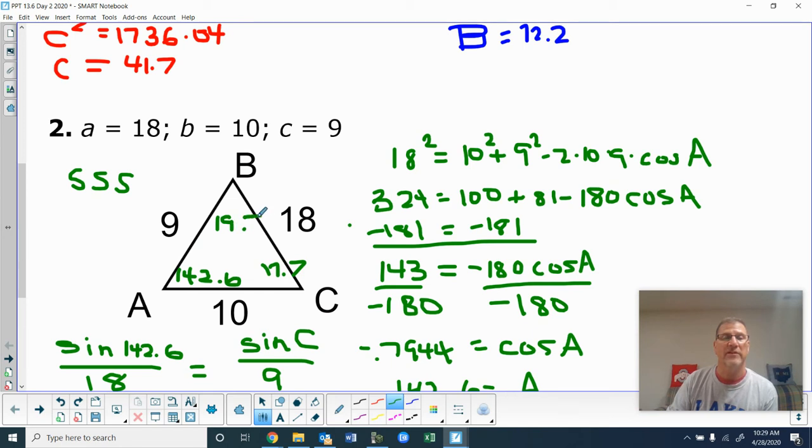So we solved that triangle. That was a side, side, side one. Remember, get the largest angle first. And then when you go from law of cosines to law of sines, remember to always find the smallest angle next. And then add the two angles, subtract from 180.